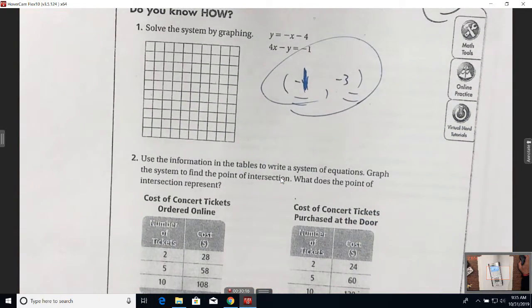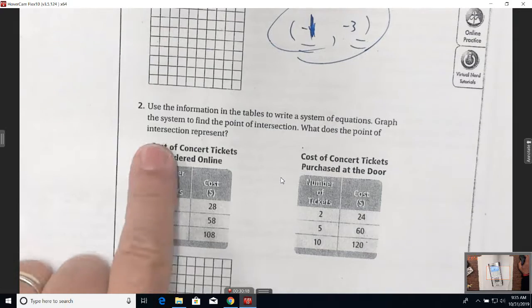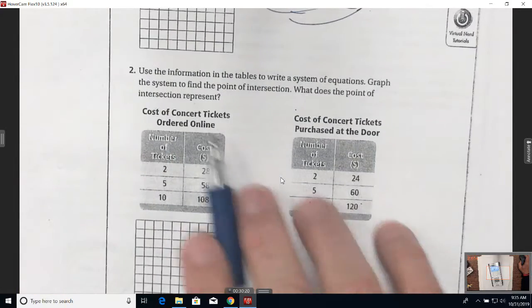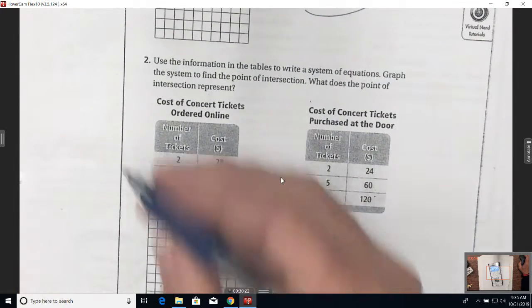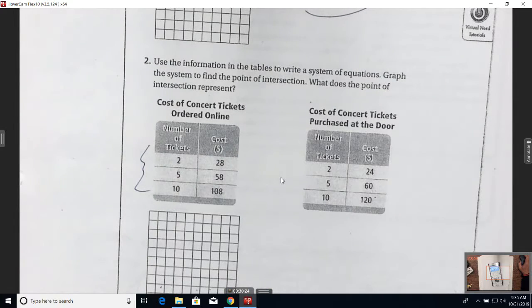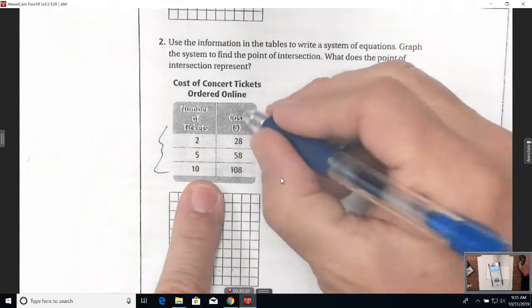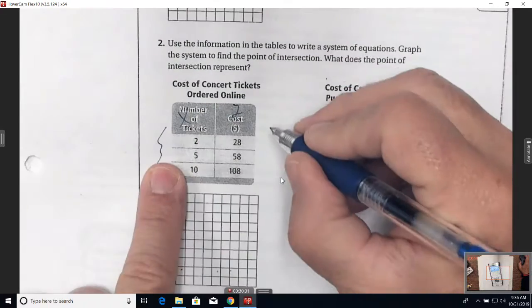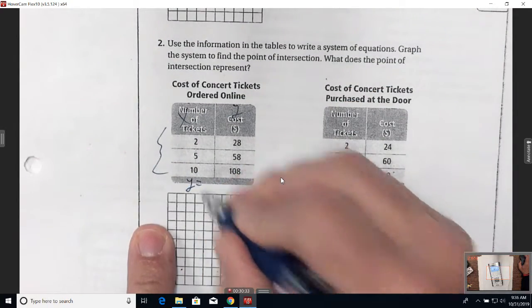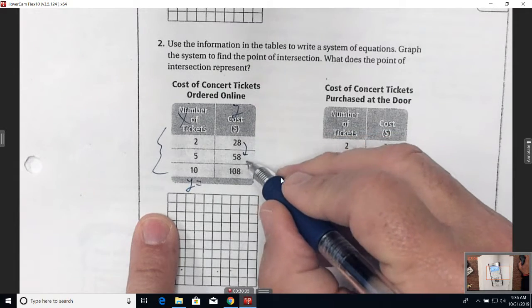Use the information in the table to write a system of equations. Graph the system to find the point of intersection. What does the point of intersection represent? How could I come up with an equation for this? Find the slope and the y-intercept. Find the cost. The cost is y. Number of tickets is x. So to figure out y, what do I do to x? Well, what's the slope? What's it going up by?